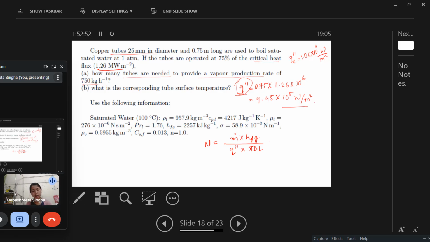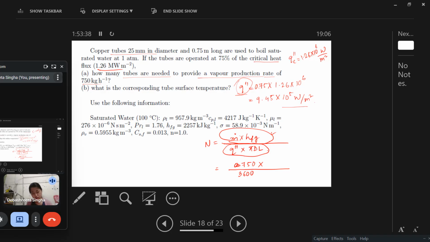So what does this mean? If you are to provide a vapor production rate, this should be the requirement, and how much each one of them is giving, if the tubes are operating, is given by this. So this will give you the number of tubes. So m dot is already given, 750 kg per hour, and you can convert this into seconds also. Per second it will be divided by 3600.